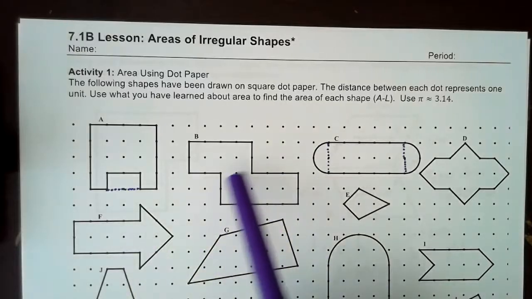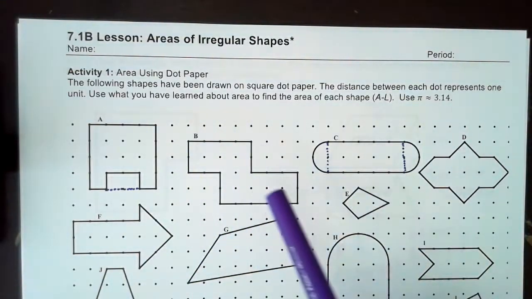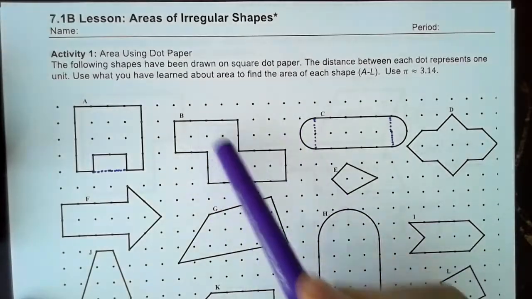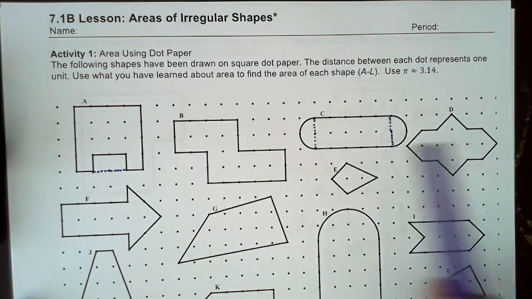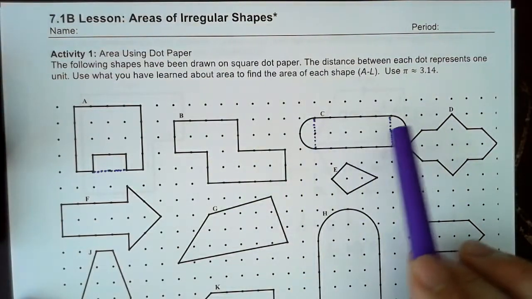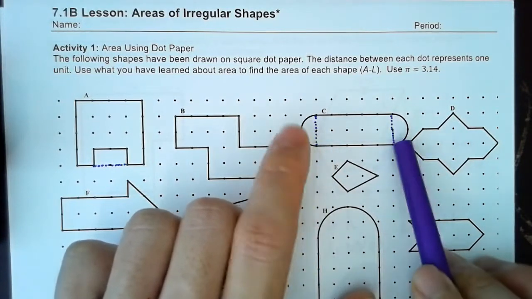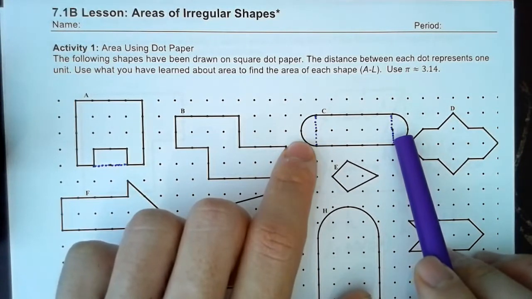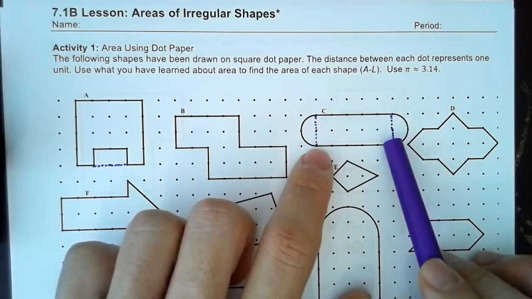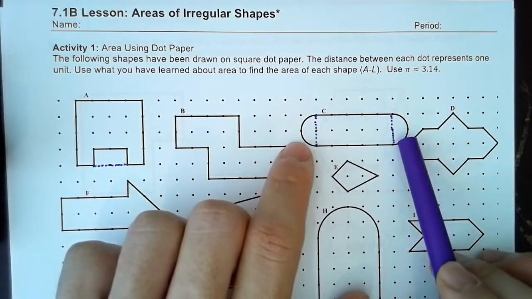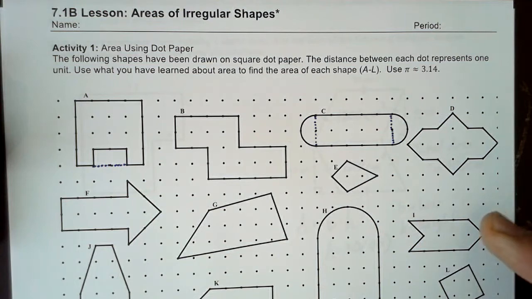You could see how something like letter B is really just two rectangles in one. You can see how letter C is kind of like a rectangle with two semicircles. And all we would have to do is calculate the area of this rectangle plus the area of this circle.